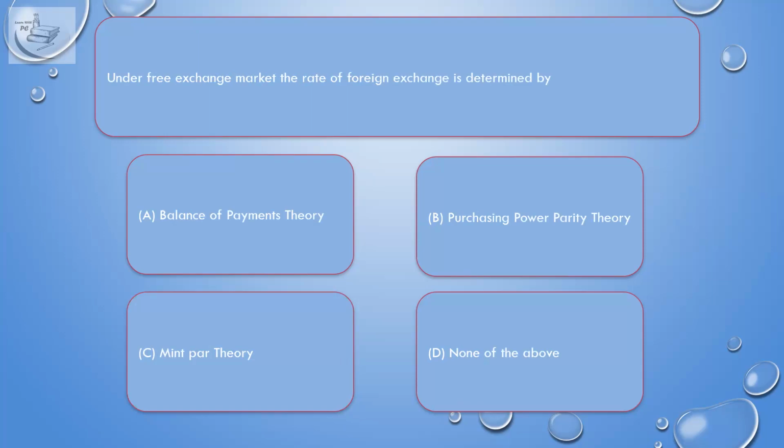Question: under free exchange market the rate of foreign exchange is determined by A. Balance of payments theory, B. Purchasing power parity theory, C. Mint par theory, D. None of the above. Correct answer is B. Purchasing power parity theory.